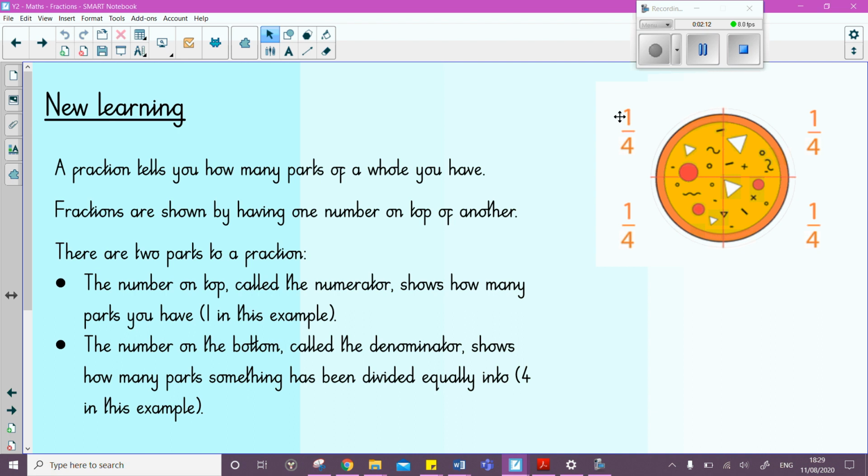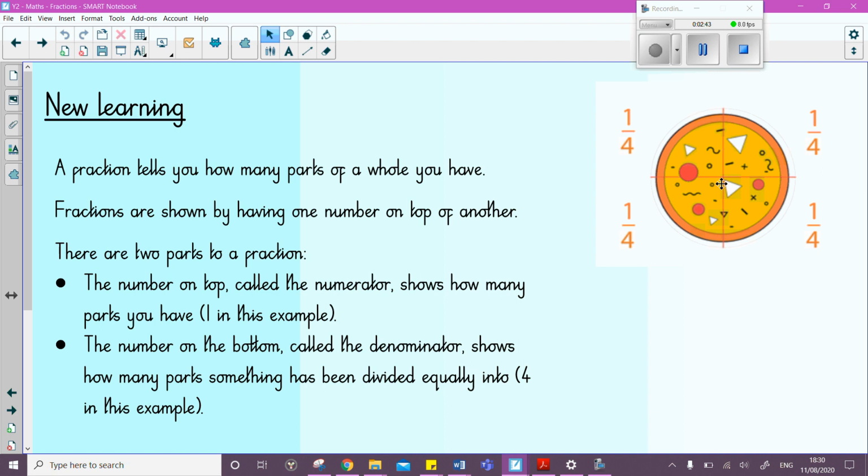and this shows how many parts you have. It might show how many parts you've eaten, or how many parts you've given out and shared to somebody. In this example, the numerator is 1, because we have 1 of those equal parts. The number on the bottom is called the denominator, and that shows us how many parts something has been divided equally into. In this example of the pizza, it has been shared into 4 equal parts. So our denominator is 4.